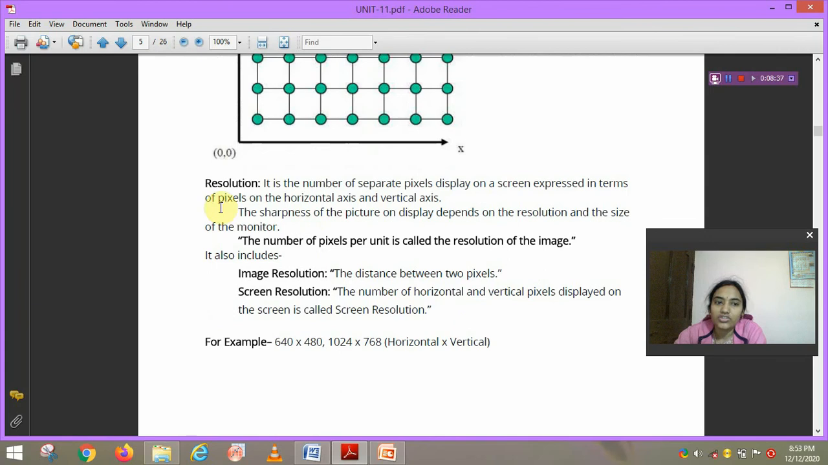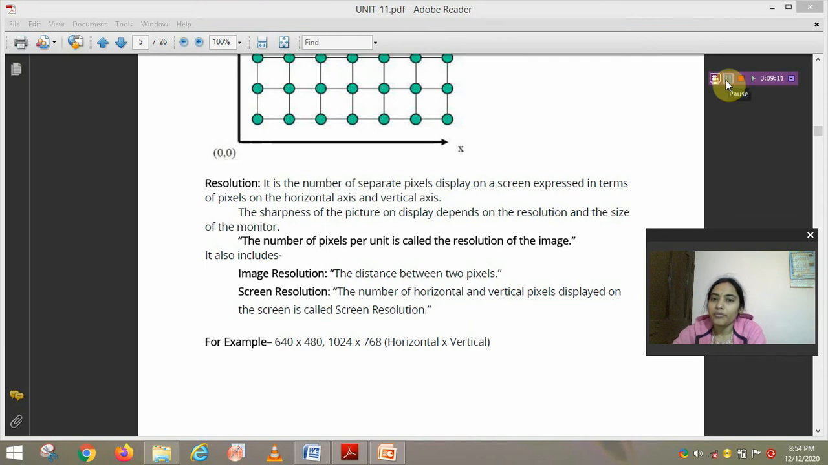The resolution means the number of separate pixels displayed on a screen, expressed in terms of pixels on the horizontal axis and the vertical axis. The sharpness of the picture on display depends on the resolution and the size of the monitor. That means the sharpness of the picture will depend on the resolution and size of the monitor.